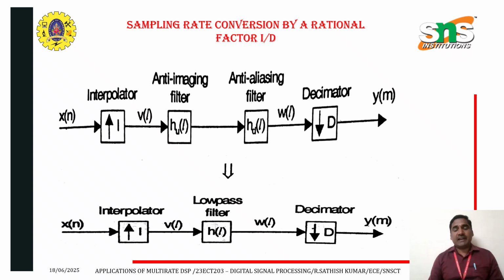Now this is the sampling rate conversion by a rational factor I by D. When x of n is applied to the interpolator, then the anti-imaging filter HU of L, and then the anti-aliasing filter HD of L, that is applied to the decimator, which produces y of m. Similarly, x of n can be applied to the interpolator. The anti-imaging filter and anti-aliasing filter together form the low pass filter h of L, which is applied to the decimator, which produces the output y of m.